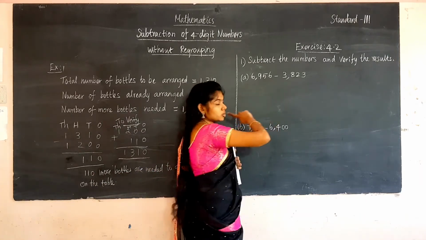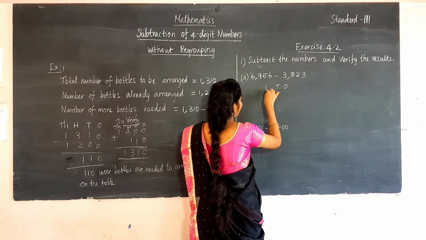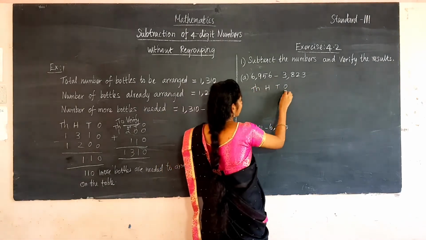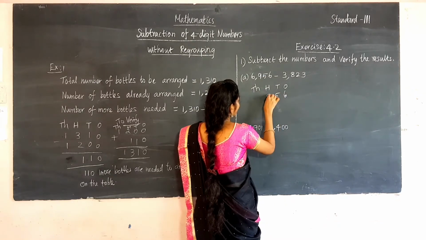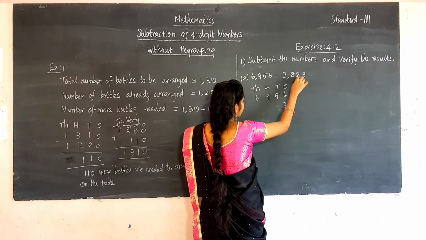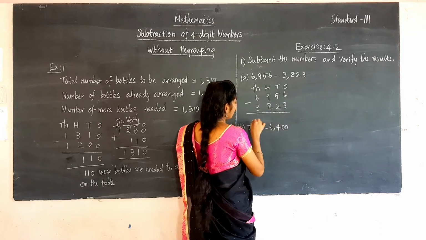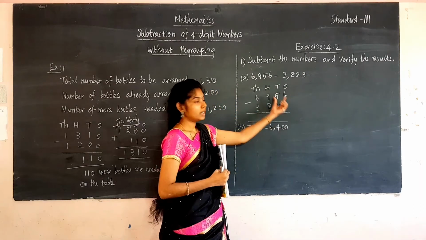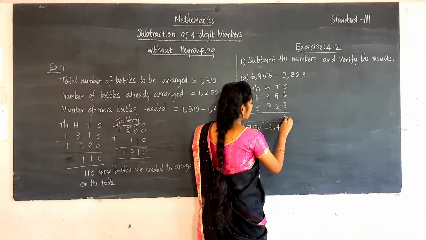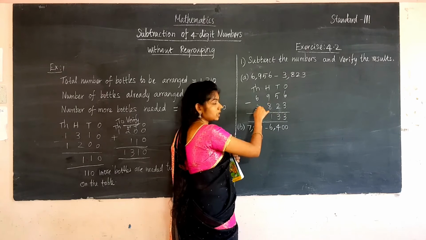To subtract 4-digit numbers, you have to write up to the place value of thousands. So write the place values: ones, tens, hundreds and thousands. Now write the digits: 6 in the ones place, 5 in the tens, 9 in hundreds, 6 in thousands. Now subtract this number: 3 in the ones place, 2 in the tens place, 8 in hundreds and 3 in the thousands. How will you subtract? First ones, next tens, next hundreds and then thousands. So 6 minus 3 is 3, 5 minus 2 is 3, 9 minus 8 is 1.